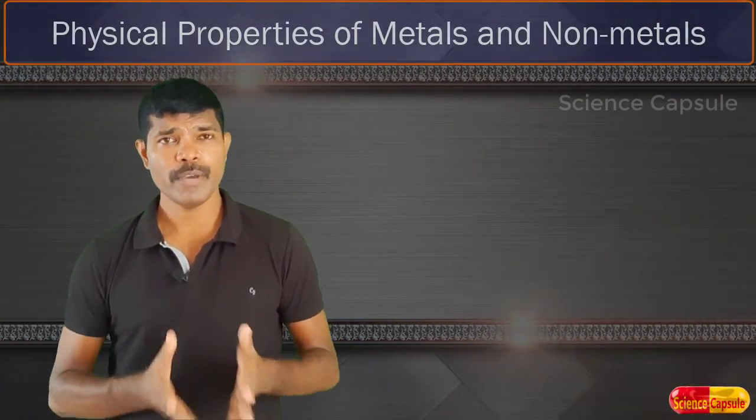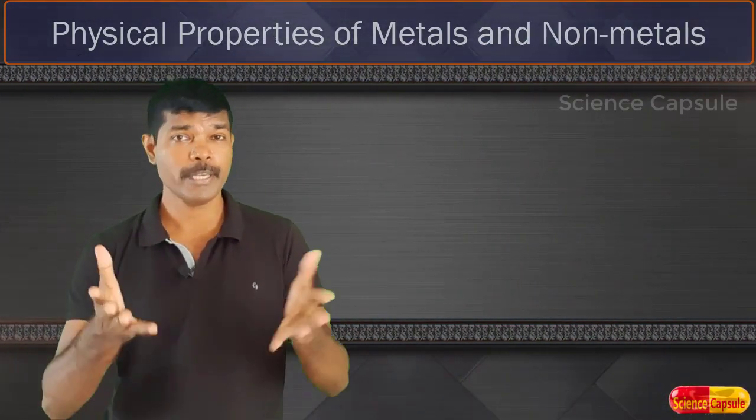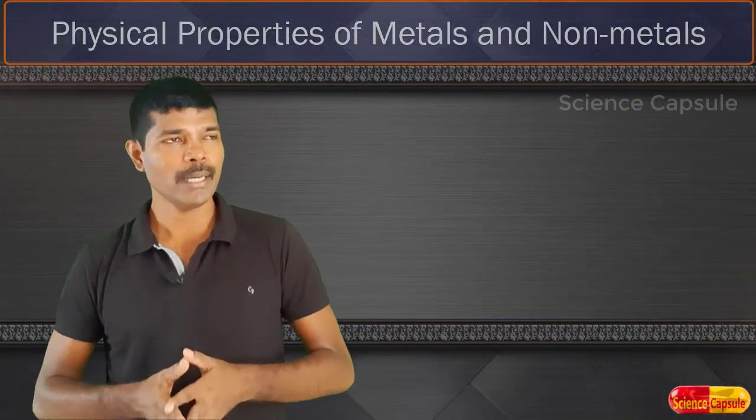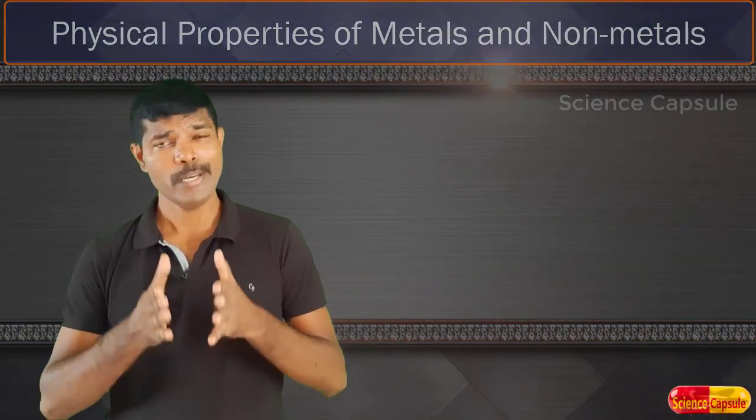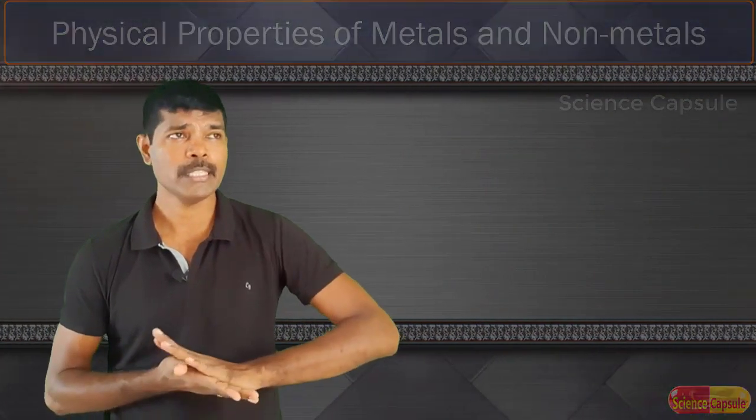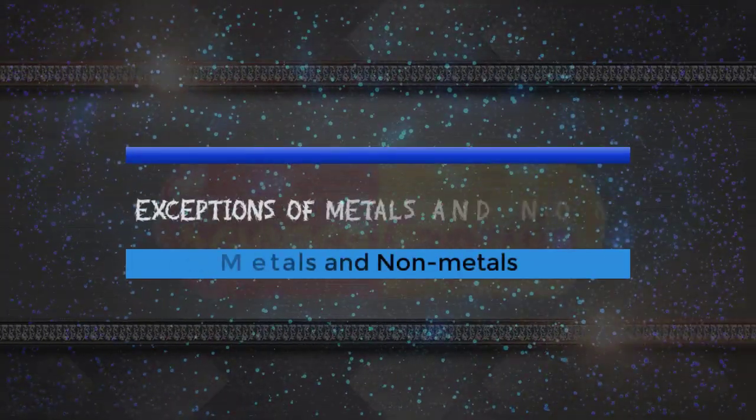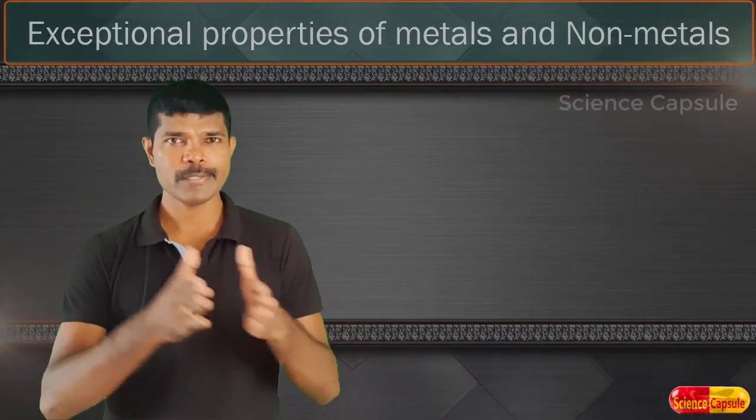So far we have seen various physical properties. With the help of those physical properties we can easily identify a metal or a non-metal, but there are certain exceptions that need to be understood. We should know the exceptions of metals and non-metals. Let us understand the exceptions of metals and non-metals.